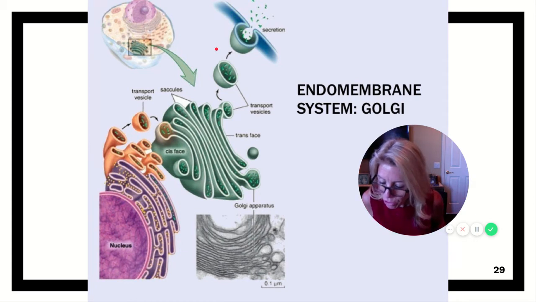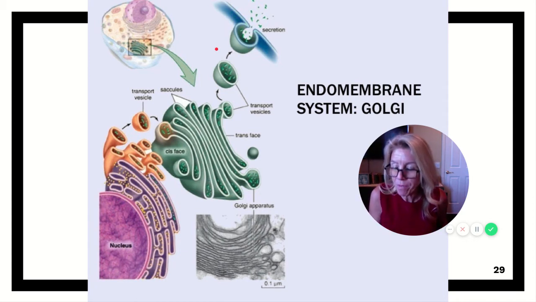Good. So on your Golgi apparatus, the UPS man, it receives vesicles that bud from the ER, either rough or smooth. Lipids and proteins are sorted and packaged.